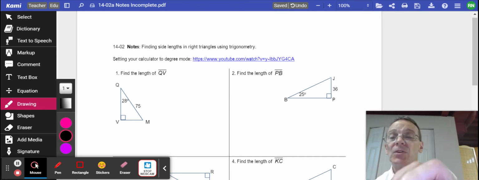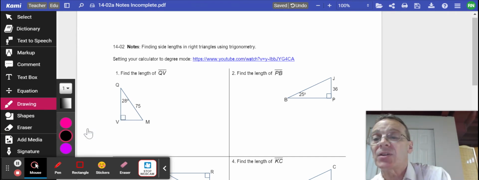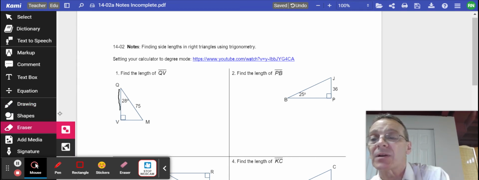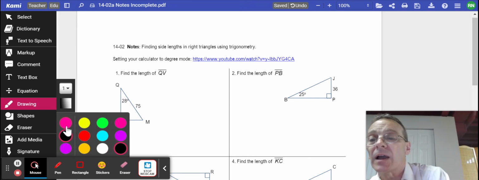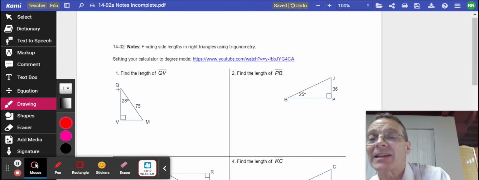We're trying to find the length of QV. The side QV is right here. It might be worth highlighting that side that we're looking for, using a different color.